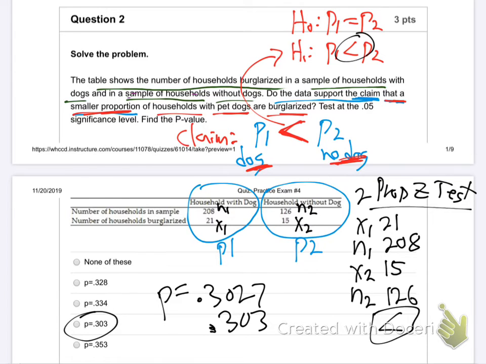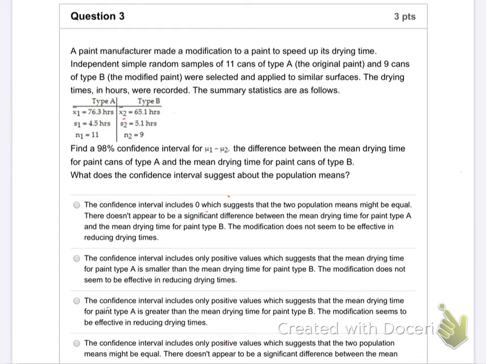On to number 3. Now number 3, a paint manufacturer made a modification to a paint to speed up its drying time. Independent, simple random samples of 11 cans of type A, the original paint, and 9 cans of type B, the modified paint, were selected and applied to similar surfaces. The drying times were recorded.